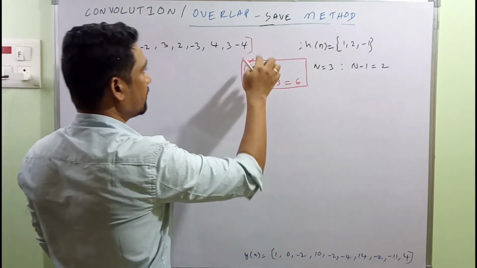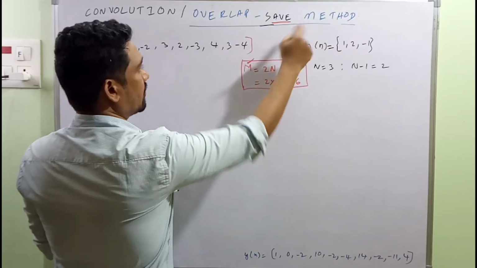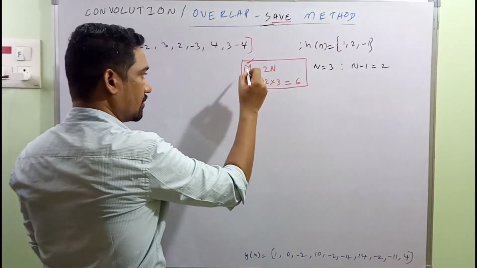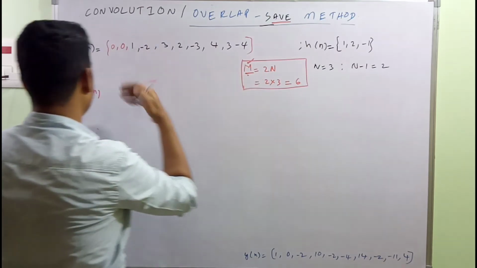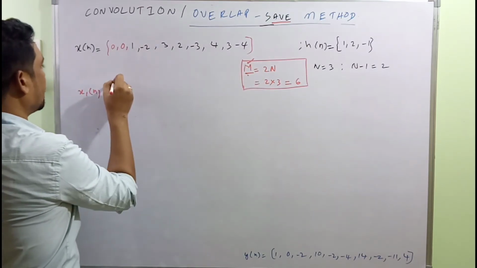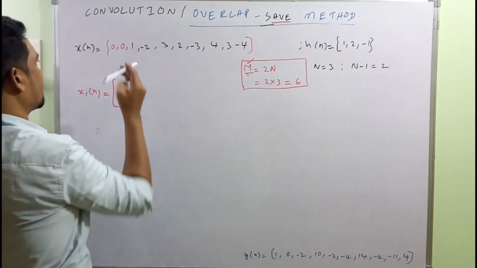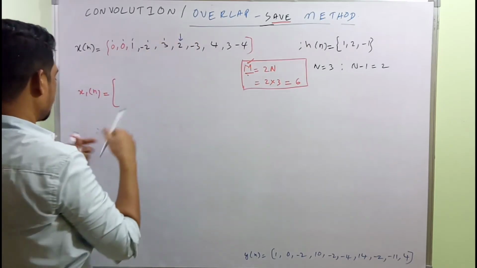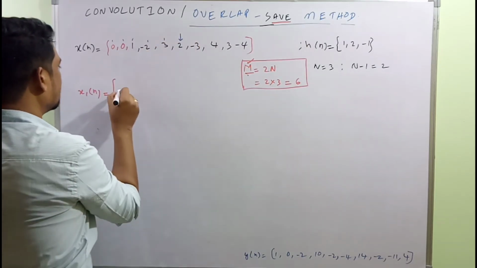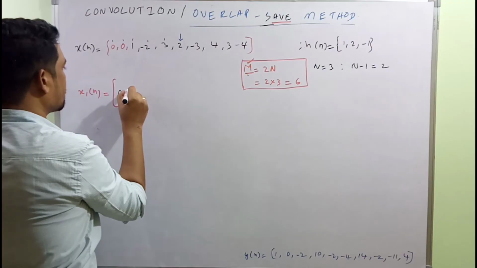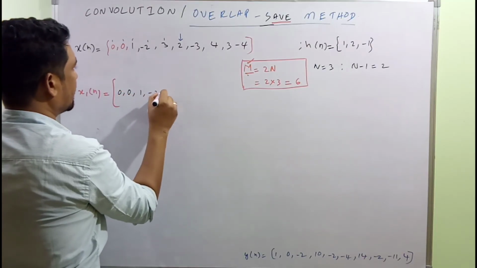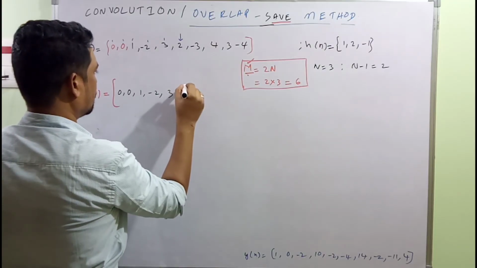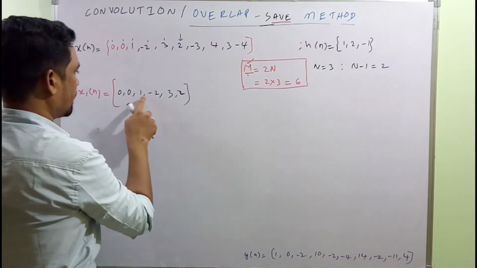Guys, this is a very important one, making use of the overlap save method. When we make use of the overlap save method, you have to go for this one. You need to have the information of m, like in this case, let's go for x1 of n. Now it will be here, guys. It's 1, 2, 3, 4, 5 and 6 up to here. So x1 of n will be 0, 0, 1, minus 2, 3 and 2, right? 1 2 3 4 5 6.